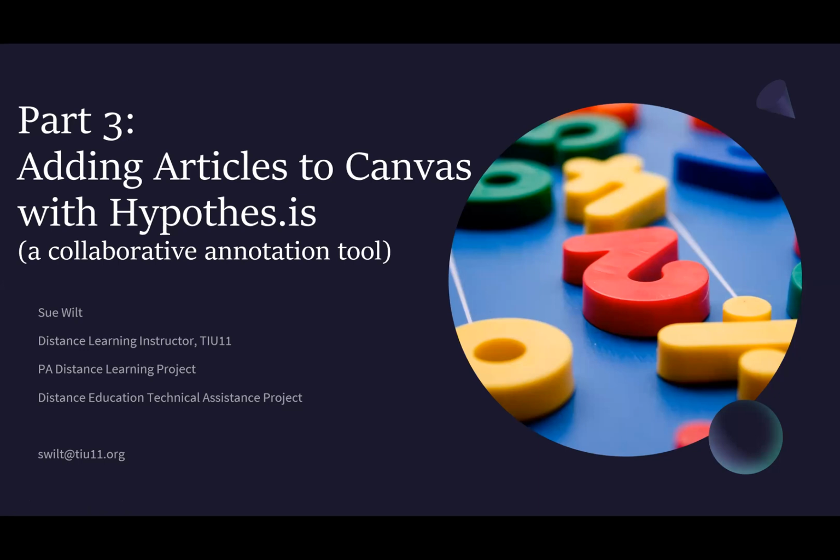Hypothesis is a collaborative annotation tool, and in part 1, I gave an overall demonstration of how it is used to increase student engagement between student and instructor, as well as student and other students. In part 2, I demonstrated how to add the Hypothesis app to a Canvas course. And in part 3, this video, I'd like to show you how to add articles within the course that will use Hypothesis.